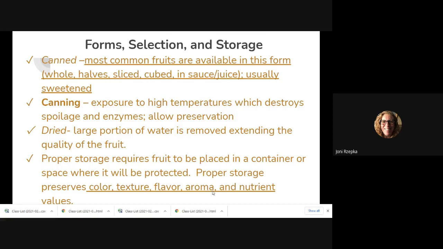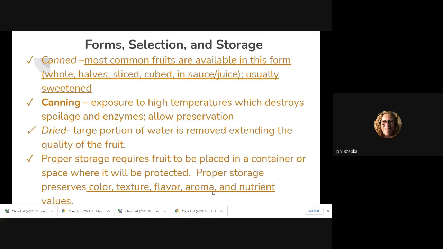It's kind of a lost art, though. So people are just relying on grocery stores to have their canning needs, but they're probably adding a lot more in there than what used to be. Dried, basically the water is taken out and removed, and it does extend the quality of the fruit. So like you think of raisins or dried cherries or the banana chips or things like that, they can stay for a long time because there's no water in them.